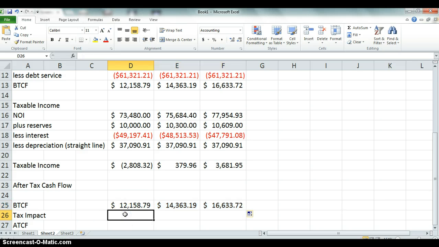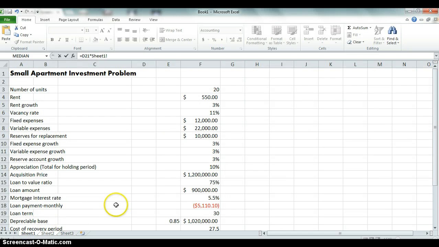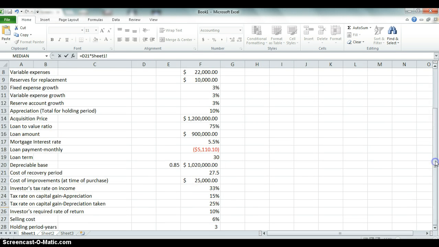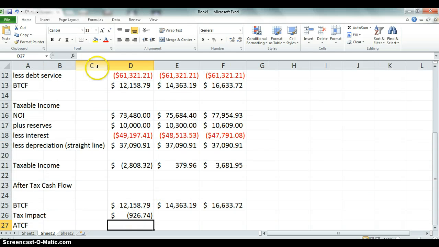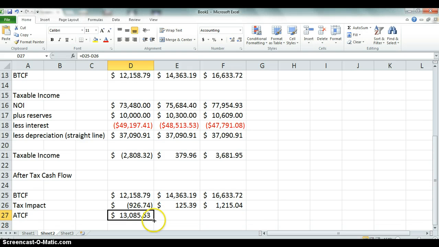For tax impact, it equals our taxable income times our investor's tax rate on income, which is 33%. We will have to secure this 33% so we can continue to use it, and we will drag it down. Now we have before tax cash flow minus tax impact equals after tax cash flow.